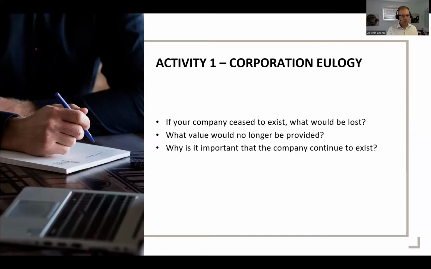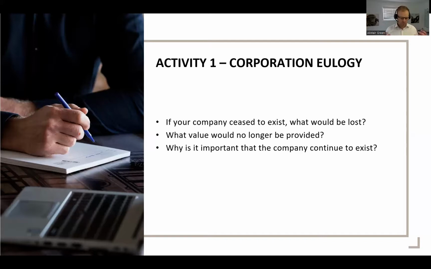The vision is the envisaged successful future state of your organization, where you want to be, how big you want to get, what sort of impact you want to have, etc. The vision is where you're going. The purpose is why you exist. All right.